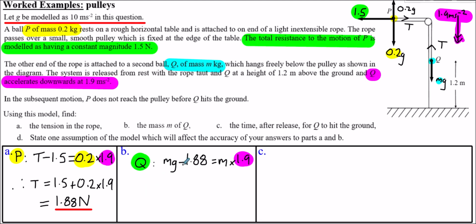Because we have an m at both sides, what we need to do is get all the m's together. So if I rearrange this, we have mg minus 1.9m equals 1.88. Factorise out an m: m brackets g minus 1.9, that's going to equal 1.88, and divide through by this g minus 1.9. So m is going to be 1.88 divided by g minus 1.9.